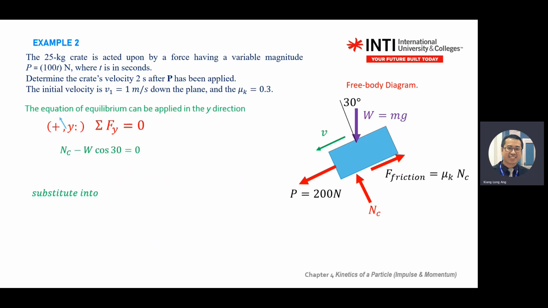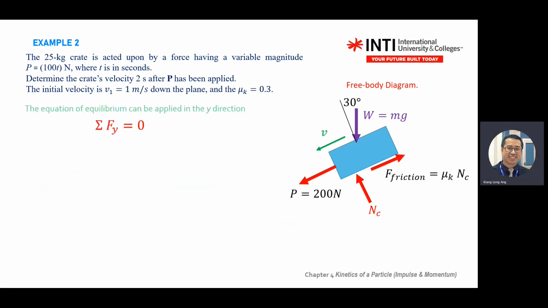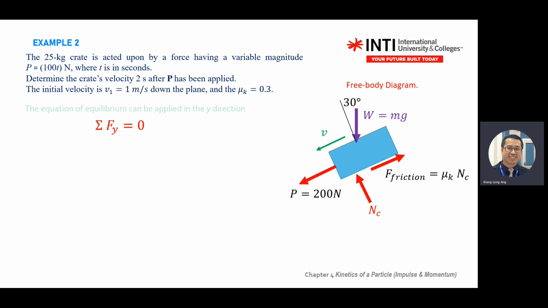If the question directly gives you instruction to use the principle of impulse and momentum, we did this one. You do for x, you do for y. You get two equations. One is in NC, one is in V2. You get 0 here. Then you solve the simultaneous equations.